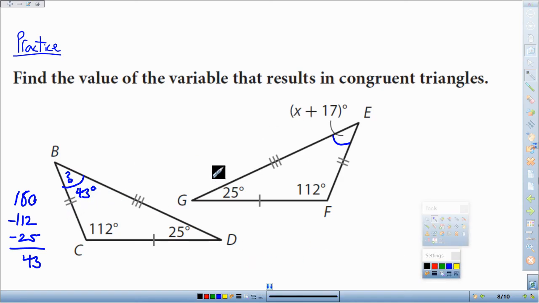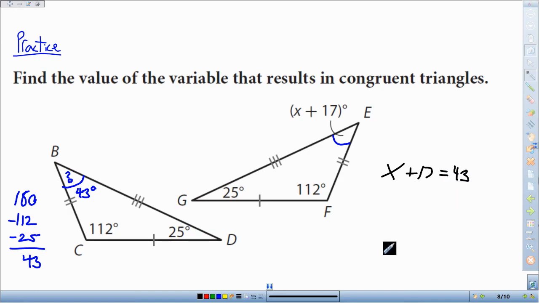Now that we know that, we can make our equation. We can say x plus 17, this angle, equals this angle, 43. Pretty easy math. Subtract 17 from both sides. I'm going to do it in my calculator. Looks like x is going to equal 26.